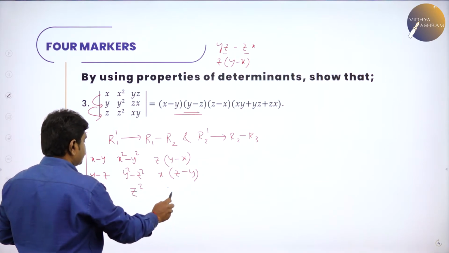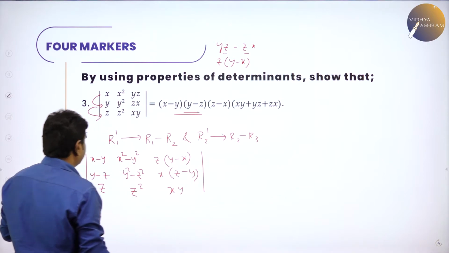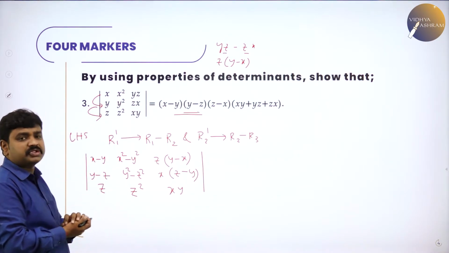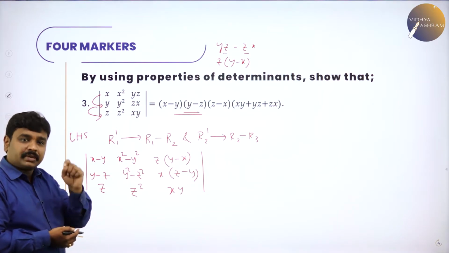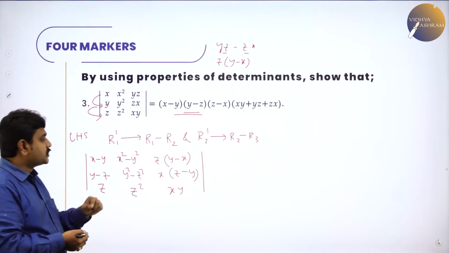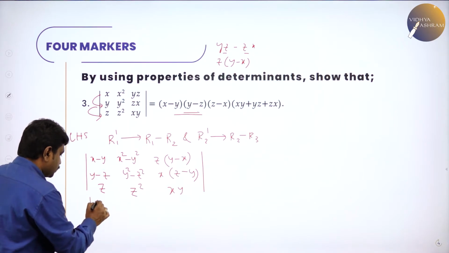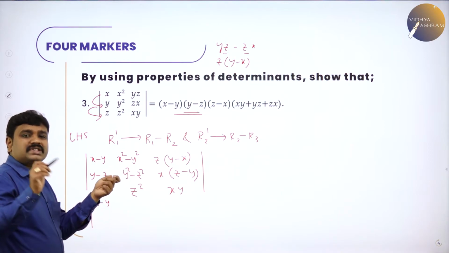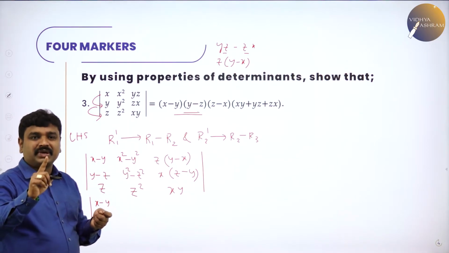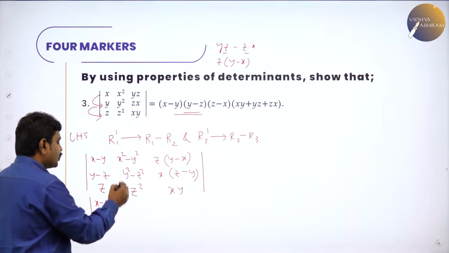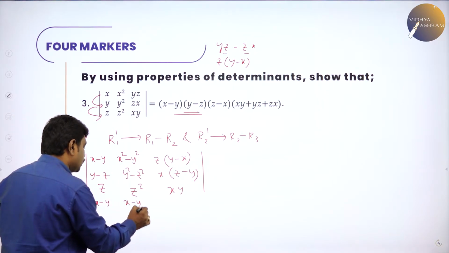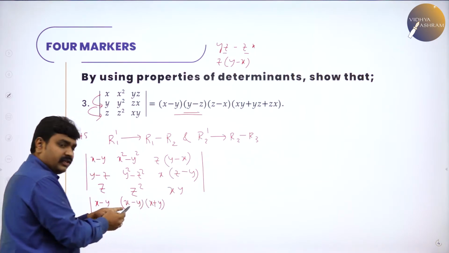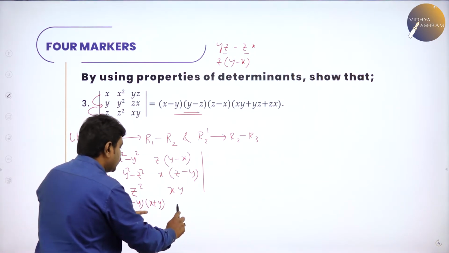Now taking common, from the first row I can take x minus y common, because a square minus b square, all of you know what is a square minus b square? a plus b into a minus b. So I'll write this as x minus y. Here what I have? x square minus y square. All of you know what is a square minus b square? a plus b into a minus b. So can I write x square minus y square as x minus y into x plus y? Right? So here I have x minus y, but here I have y minus x. So I'll take minus common.